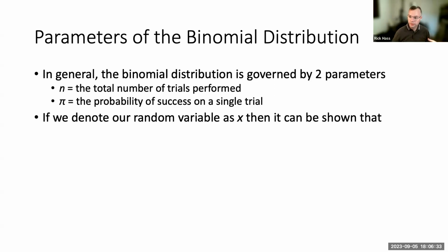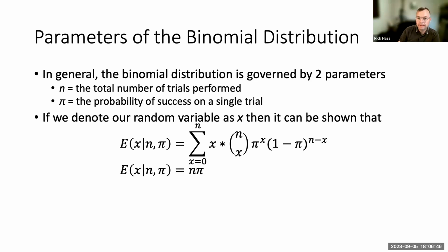So in the binomial distribution, the random variable is a number of successes, or a number of times one of the outcomes of interest occurs. It can be shown that then the average or expected value of a binomial variable is simply n, the total number or sample size, times pi, the probability that any one observation is in the one category.